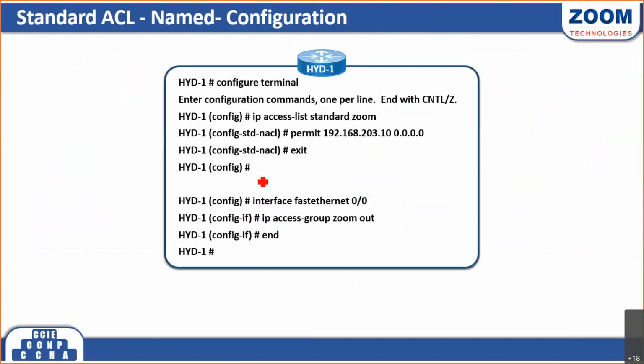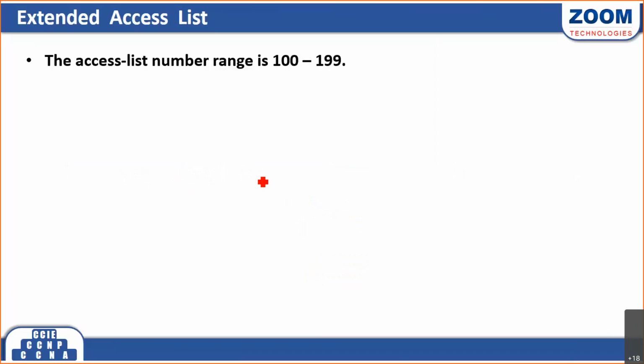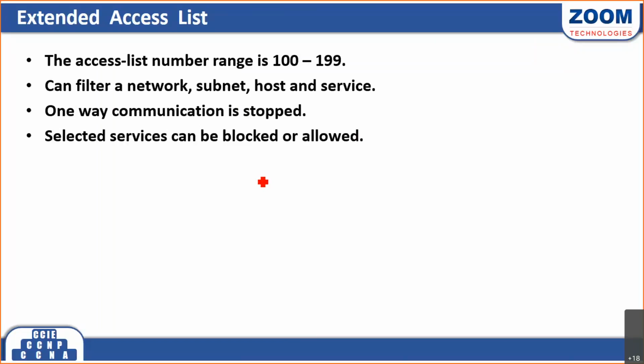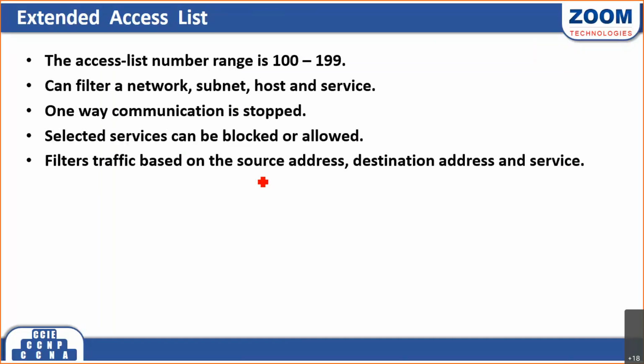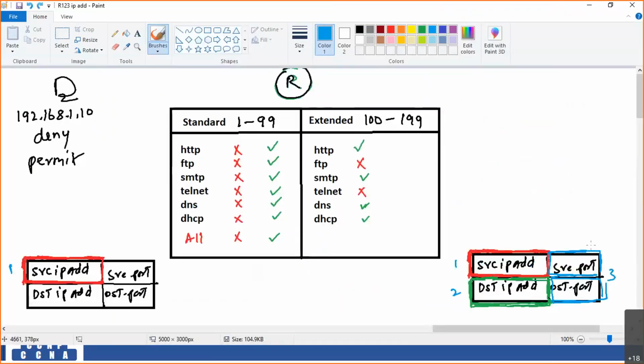Next, extended ACL. So extended ACL range is what? 100 to 199. Can filter a network, subnet, host and service also. Selected services can be permitted, one-way communication can be stopped, selected services can be allowed, selected services can be blocked. Filters traffic based upon source address, destination address, and service. But what about your standard ACL? It will look only at the source IP. Extended ACL will look at the three parameters.